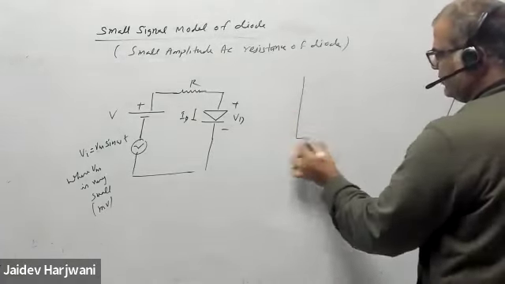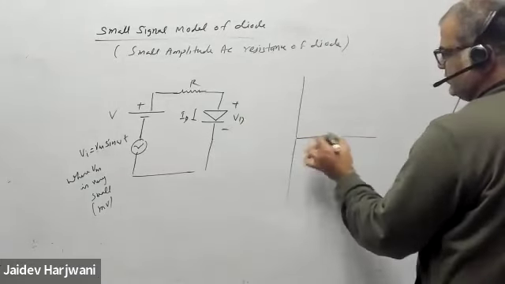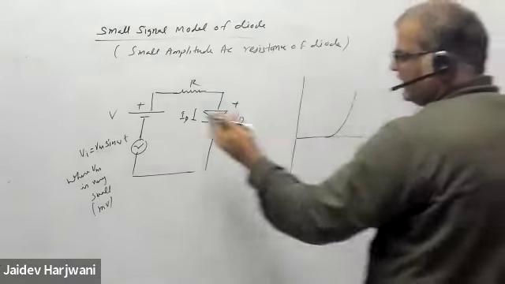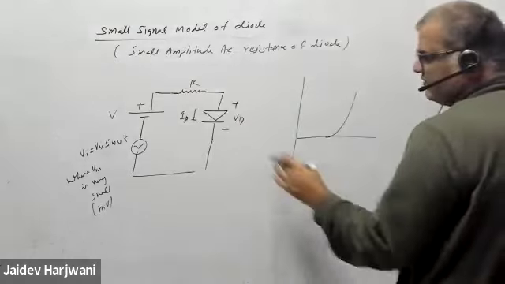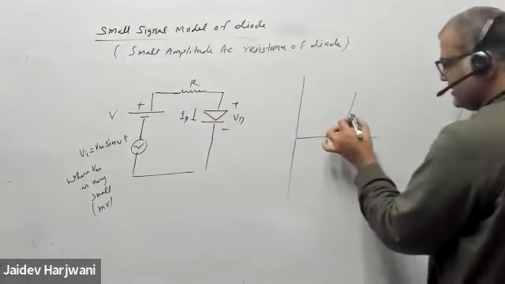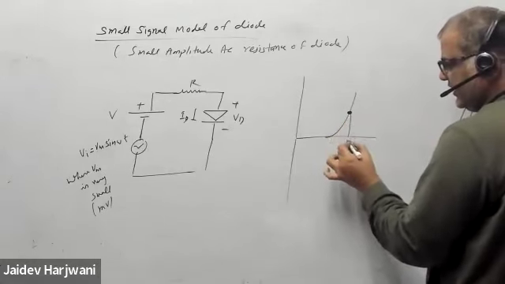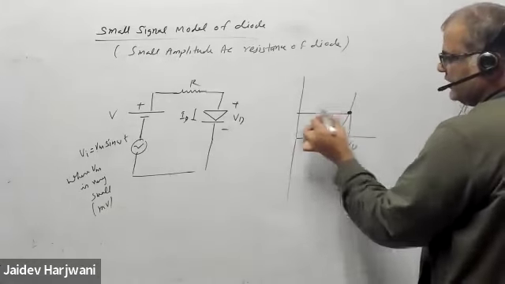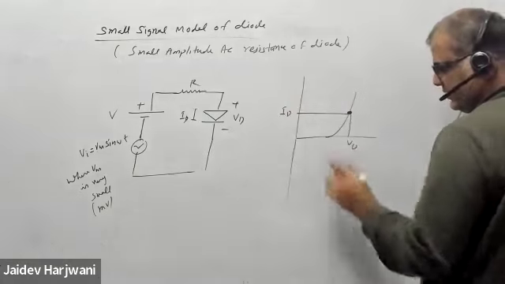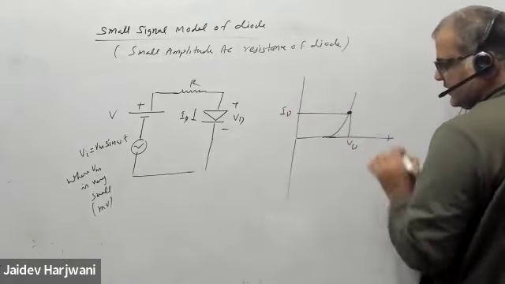This is my diode. I applied a voltage V, which is giving me a drop VD here. So this is my operating point. This is VD here, and I am getting a current ID here. This is my DC resistance.